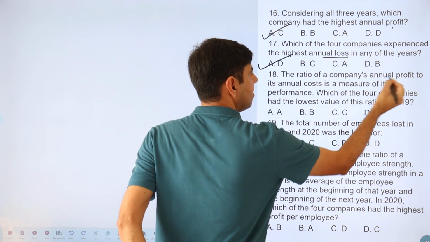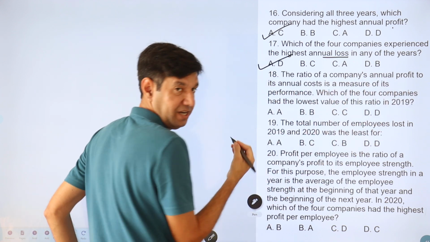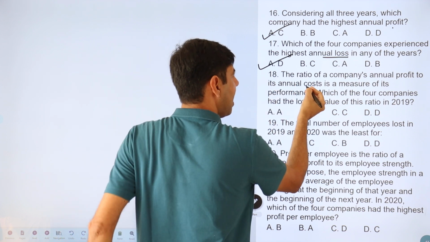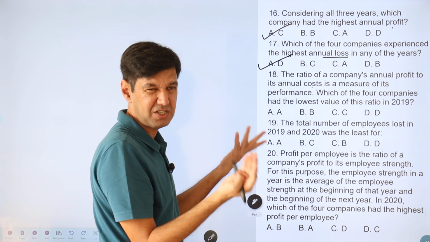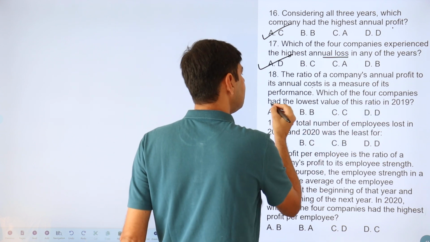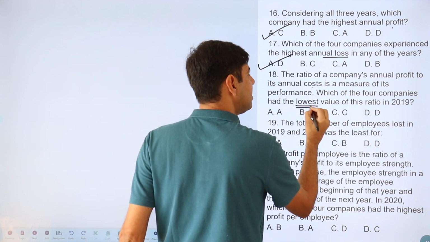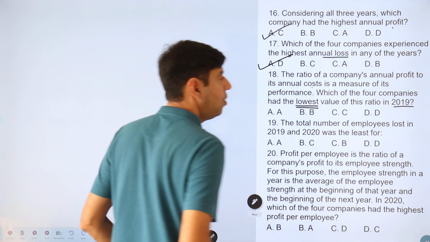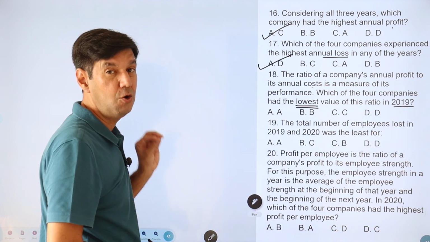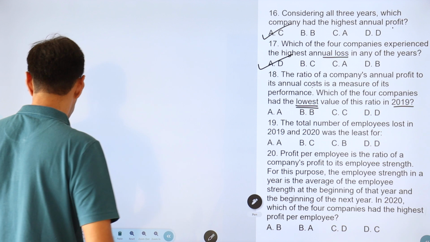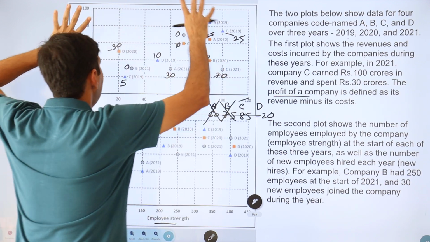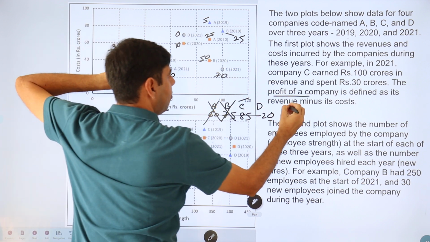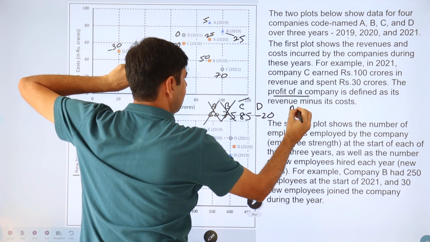The ratio of the company's annual profit, which we have written, to its annual cost is a measure of its performance. Profit by cost is profit percentage. Which of the 4 companies had the lowest value in 19? So in 2019, who had the lowest profit percentage? So only for 2019. Again, only this graph. So A. So let me check for A again. I'll just note it down in this space.